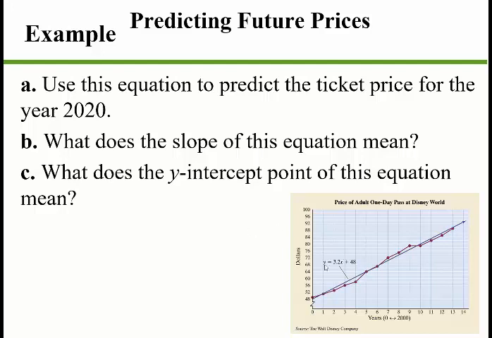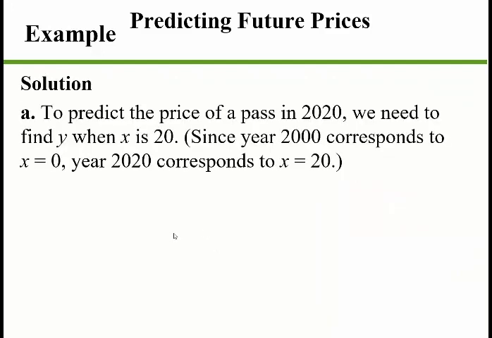All right, so I've got this equation here. Y is telling us the dollars of the ticket price, and x is the number of years since 2000. So first here, A, to predict the price of a pass in 2020, we need to find y when x is 20, right? Since x is years since 2000, 2000 corresponds to x equals 0, and the year 2020 corresponds to x equals 20. So you're just going to plug that 20 into my equation for x here.